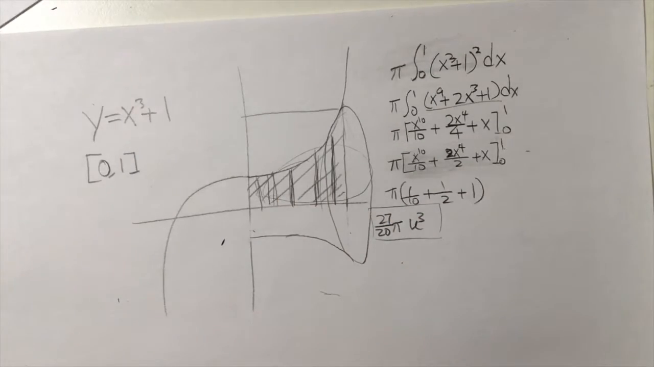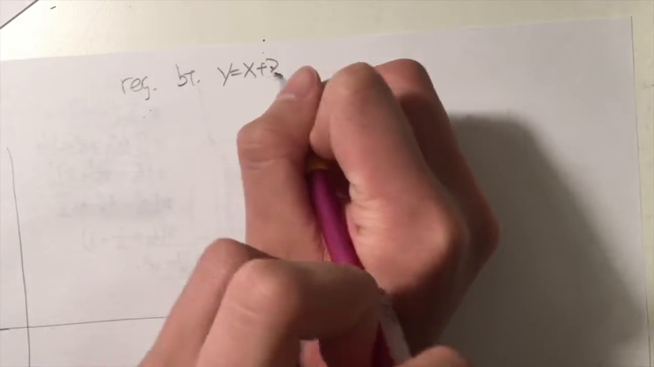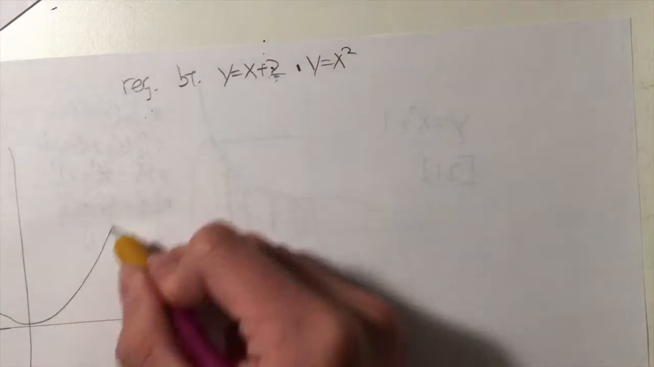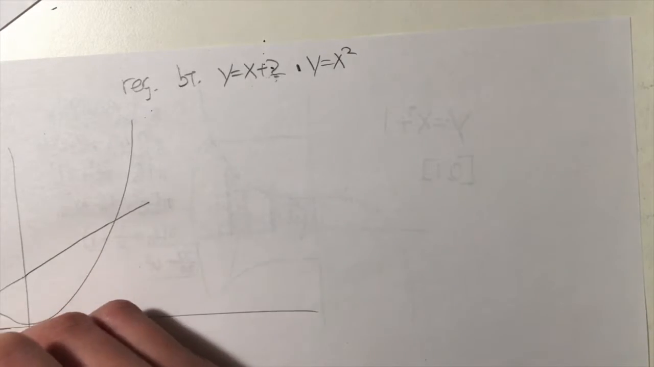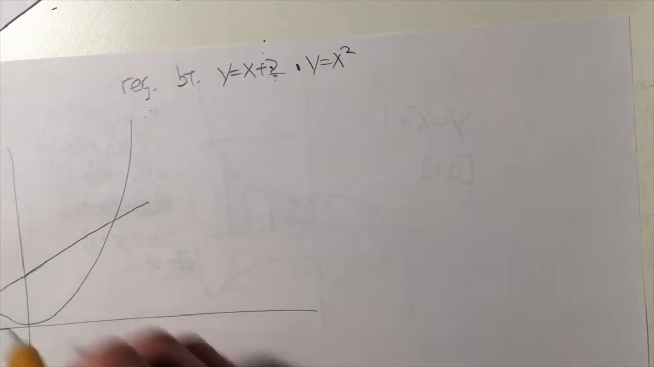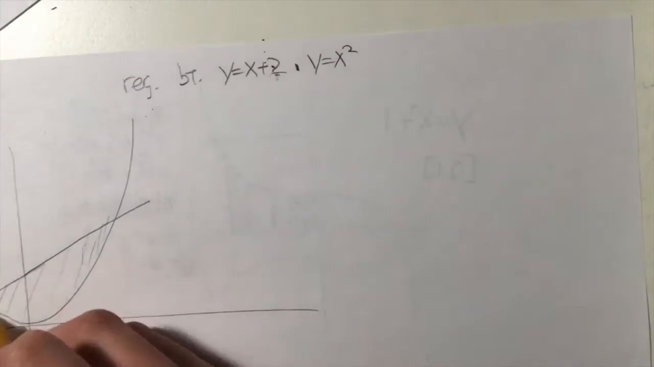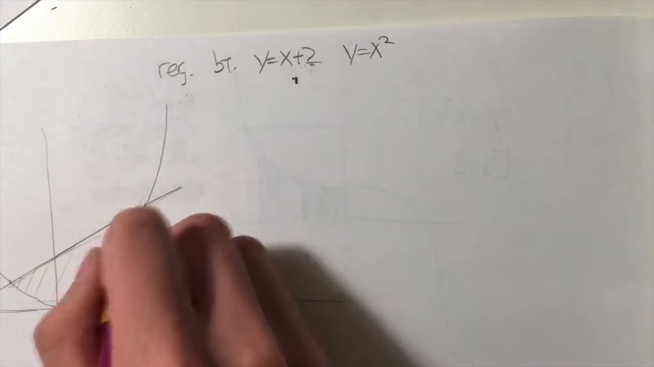Okay, now time for this one. So let's have the region between y equals x plus 2 and y equals x squared. So x squared would look something like this, and x plus 2 would look something like this. Now we want this area where the regions enclose a certain area. Now these 2 points are points of intersection between the 2 functions, and that is the interval in which the area is at.